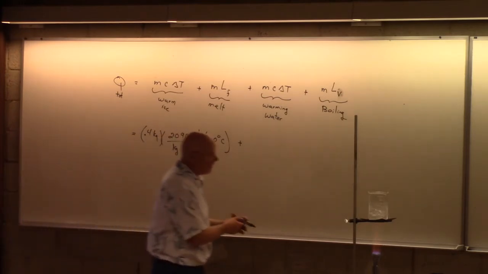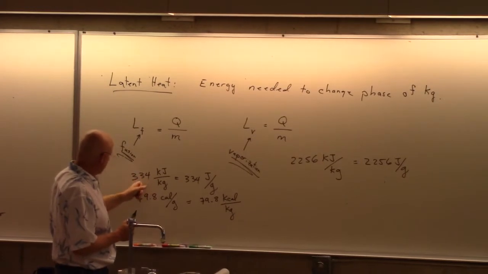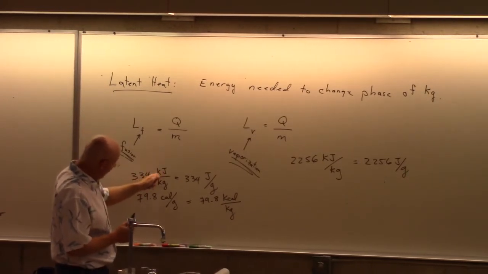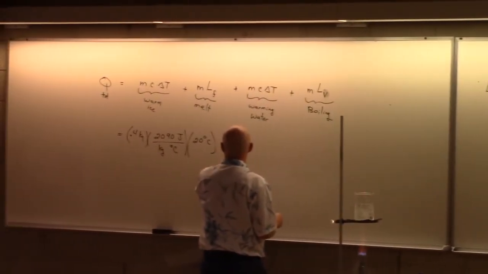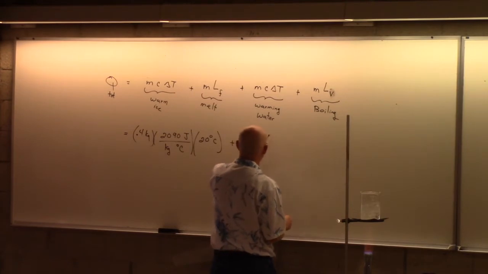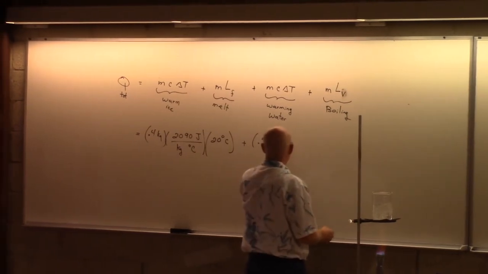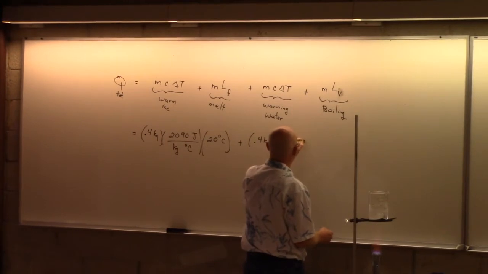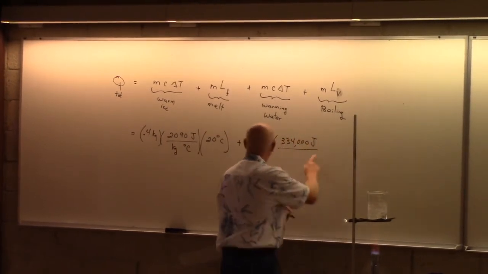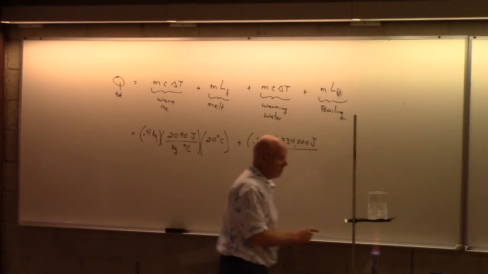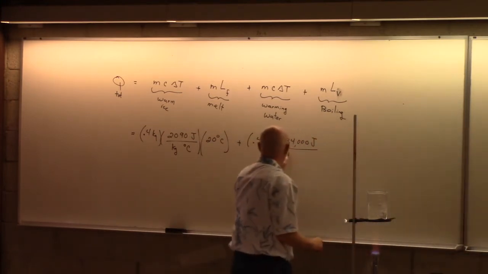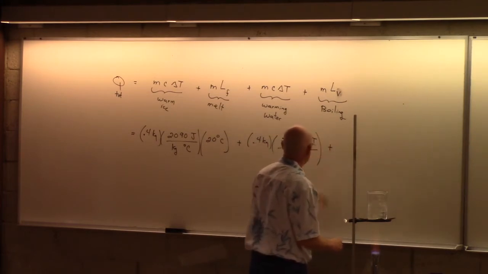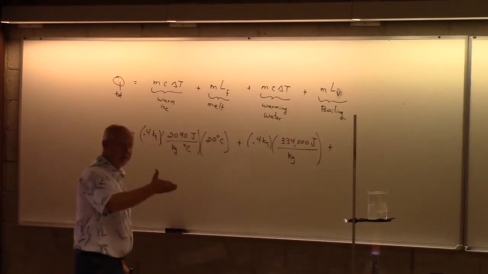Then the next part is right here: 334,000 joules for each kilogram. So I will take the mass of 0.4 kilograms, and then I will multiply it by 334,000 joules. I'm just going to put it in the same unit, so 334,000 joules per kilogram. And that would be the second step in my calculation.